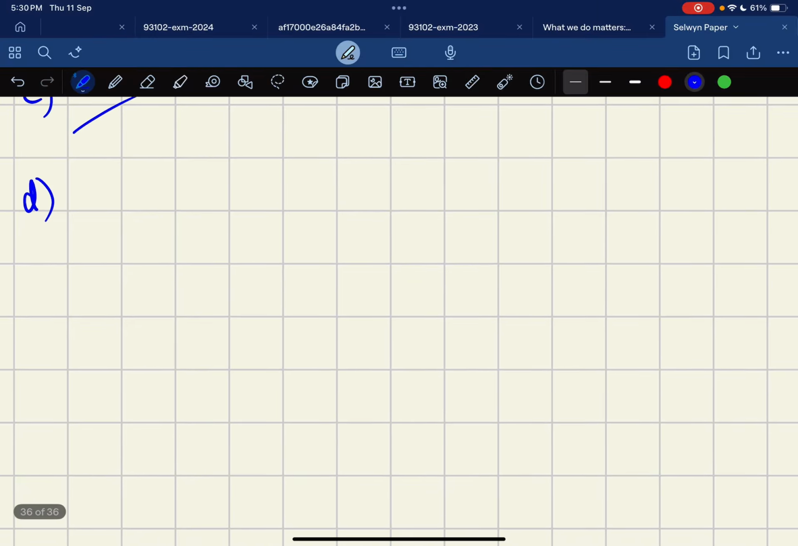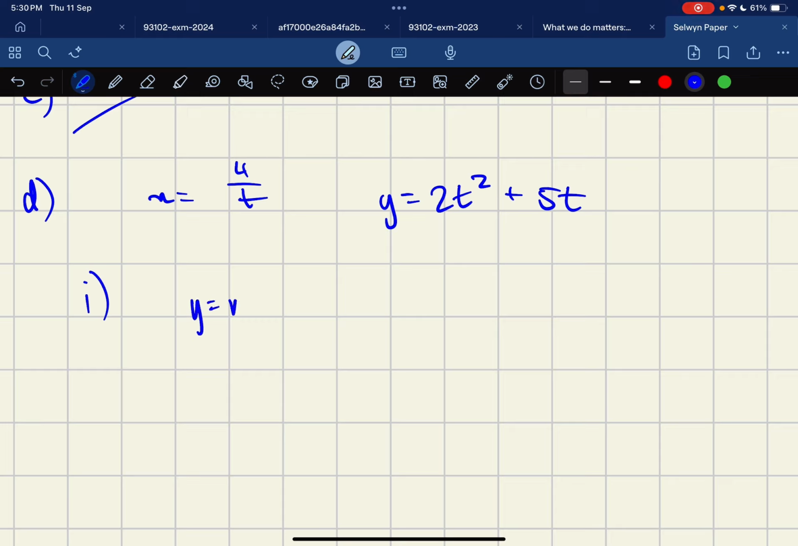Part D is for a curve defined by a parametric equation, x equals 4 over t, y equals 2t squared plus 5t. First part I, is find the equation of the tangent at t equal to 2. So again, you need to find the equation of that tangent, y equals mx plus c, at the point t equals 2. So again, you need the gradient, so you need to find dy over dx parametrically. And to solve for c, you need to know at least one point along this curve.